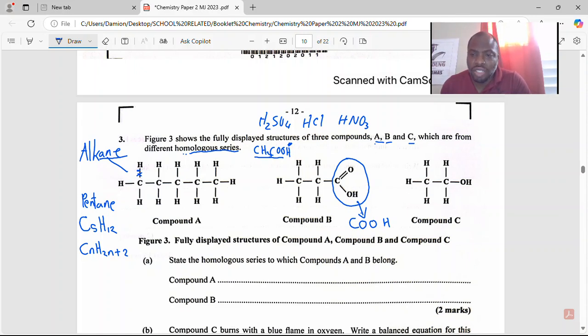We're also seeing another functional group here. The functional group for an alkane would have been the carbon to carbon single bond. So anywhere the reaction can actually take place. Yeah. So these are the functional groups. Look at them keenly. We have the alkenes missing.